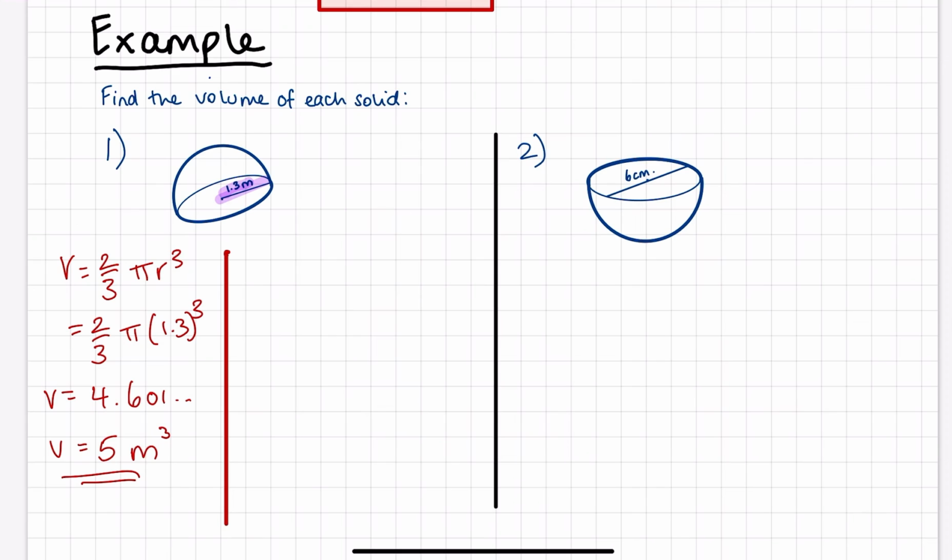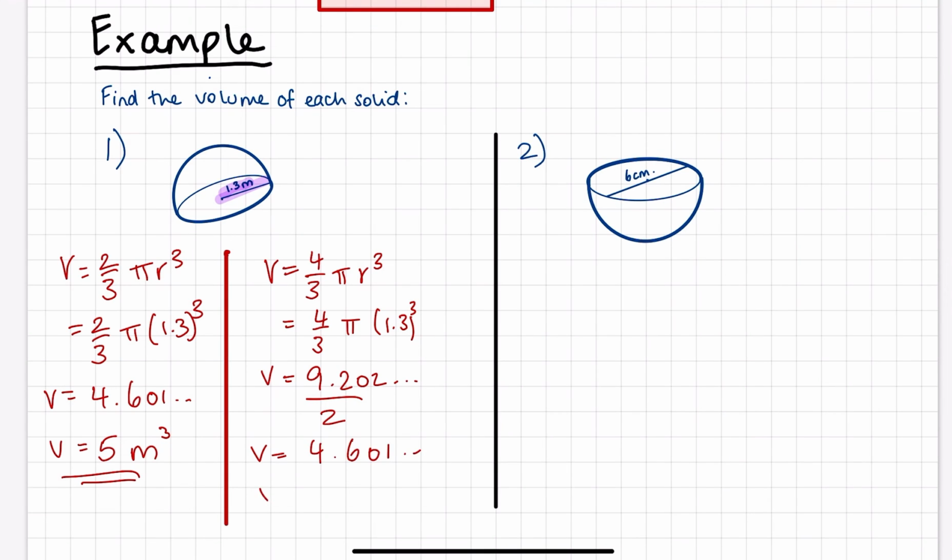If you don't remember the formula, you could always do it in two steps. You can do the volume of the whole sphere. Put 1.3 in there. 1.3 cubed equals, put that in the calculator, that's going to be 9.202, etc. And then half that. Okay, so divide that by 2. And you get the same answer, 4.601, which is 5 meters cubed. So you can use either method, it's totally up to you.